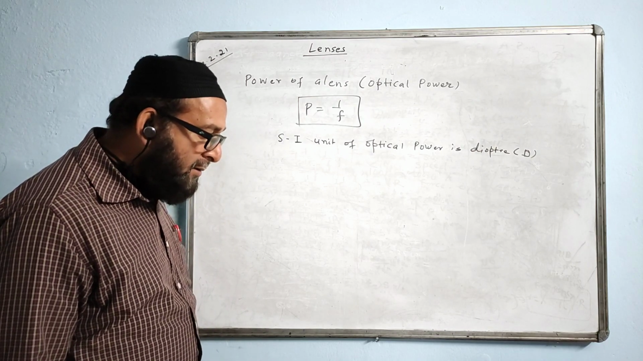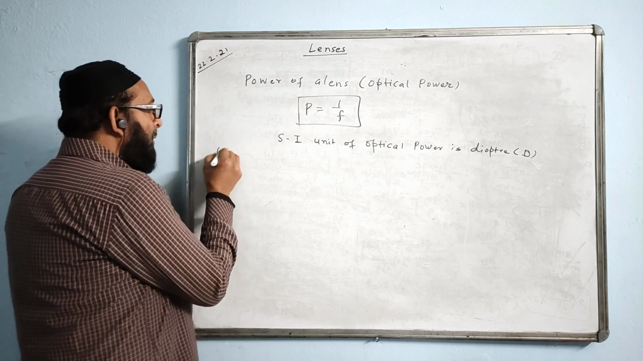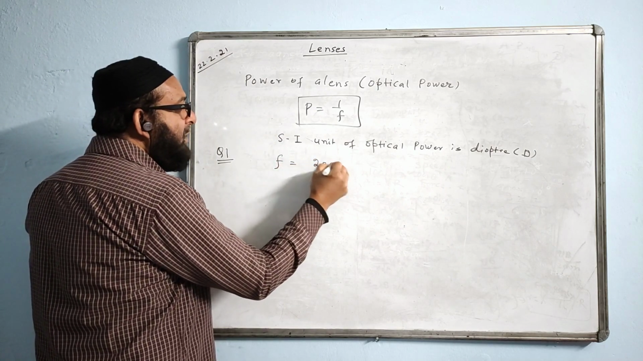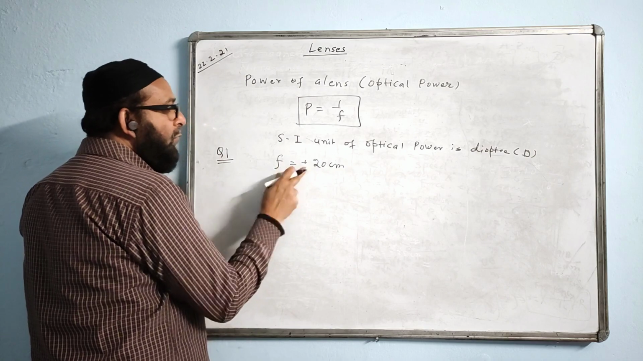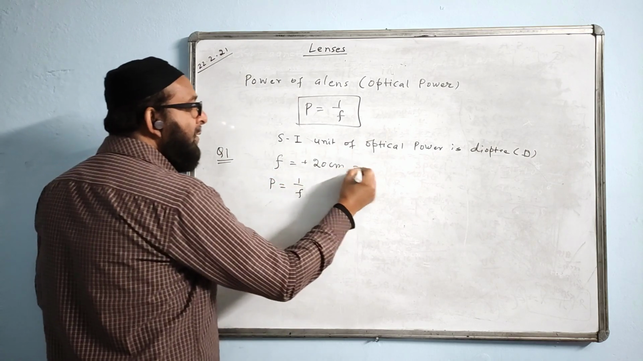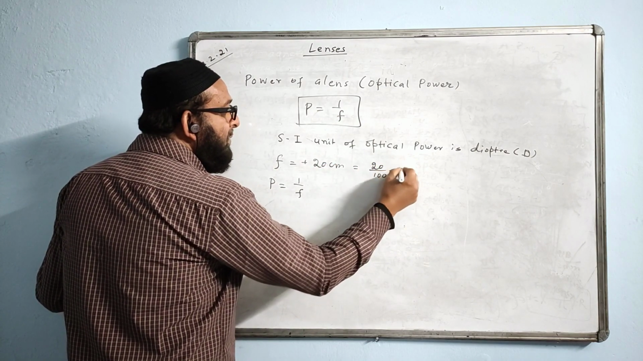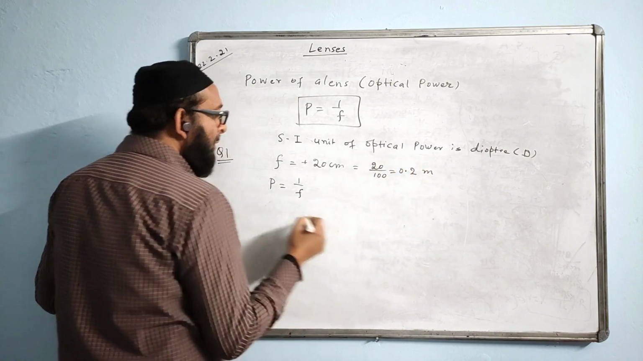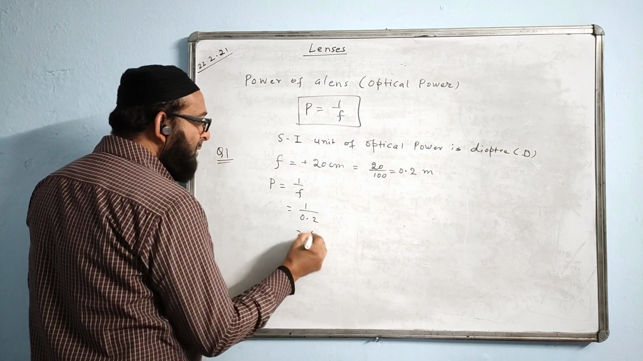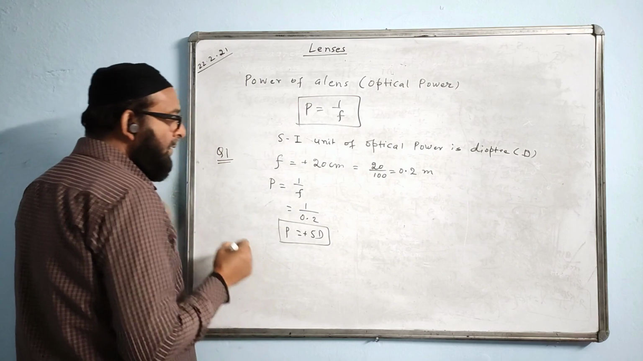Suppose the question says the focal length of a convex lens is 20 cm, find its power. Question number 1 on power of the lens. Focal length of the convex lens is given 20 cm. Convex focal length is positive. Find power. We had power is equal to 1 by f. 20 cm will change into meter, that is 20 by 100, that is 0.2 meter. We put the value 1 upon 0.2. Point will go, 10 will come here. The answer is coming 5. So power value will become plus 5 D is the answer.